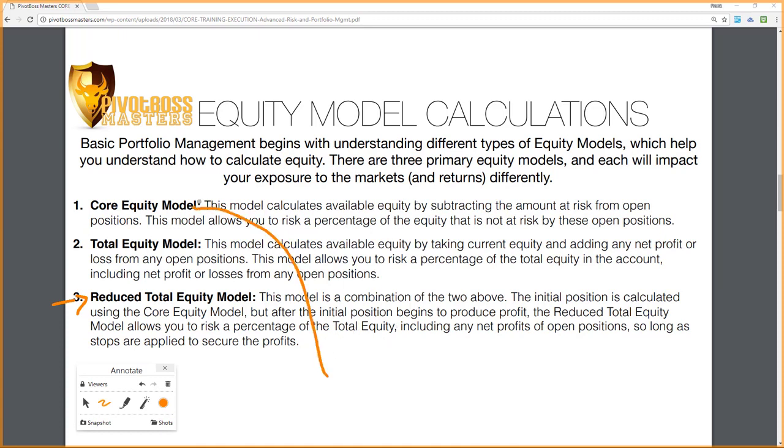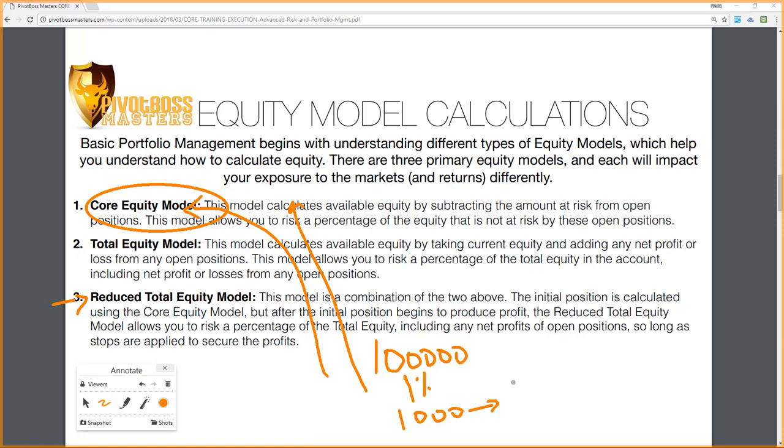So that's that one. The reduced total equity model is kind of a combination of the two. The initial position is based off of this core equity. So you have, say, 100K. 1% would be 1,000. Okay? So it starts off just like this one. Now, when this trade starts to produce profit, say it starts to go in the money and now it's up $1,000.